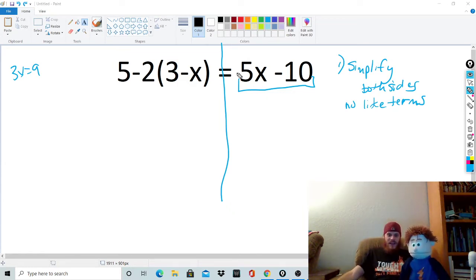So this is a 5x. If this was a negative 10x, yes, you could combine them. But it's not. It's a negative 5x and a negative 10. You cannot combine them. Okay, we'll talk more about that as we go. So that's the first step, simplify. This side, you'll notice, is simplified.